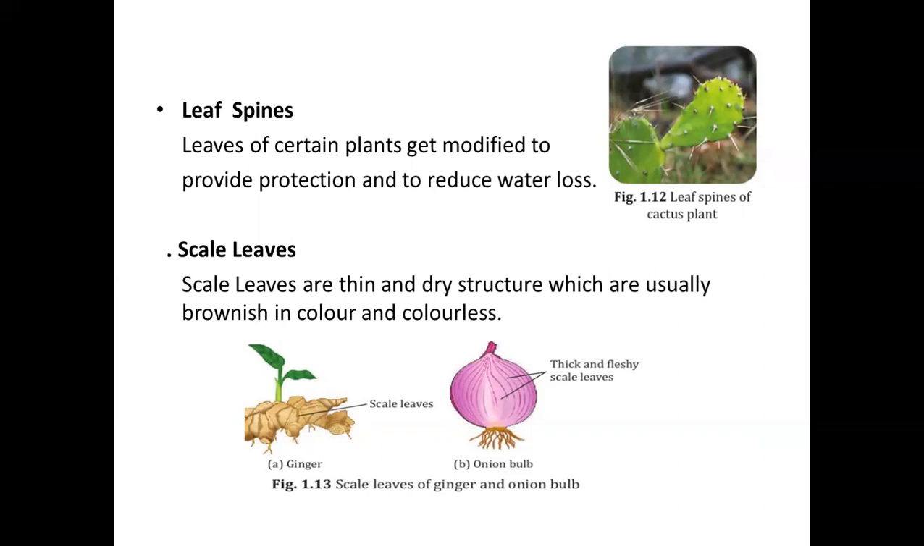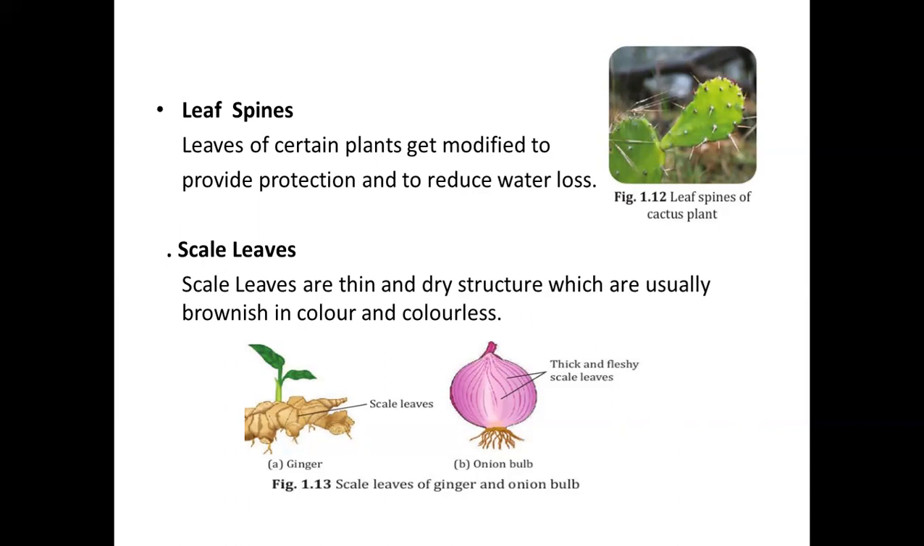And the next modification of leaf is scale leaves. Scale leaves of ginger and onion bulb is an example that is mentioned in the figure. Scale leaves are thin and dry structures. And this is usually brownish in color, or sometimes colorless also. And they take up the function of protecting the axillary bud that we can see in ginger and in onion. They are storing food prepared by the plant and become thick and fleshy. Thick and fleshy scale leaves are labeled in the diagram, and scale leaves we can see in ginger also.